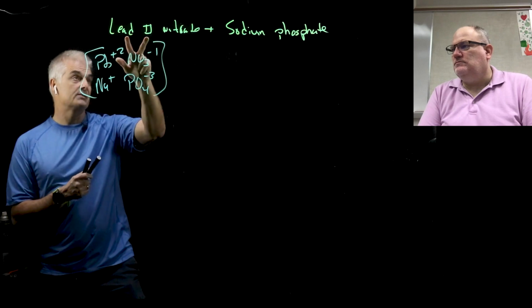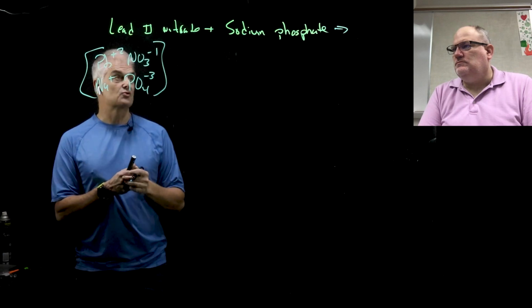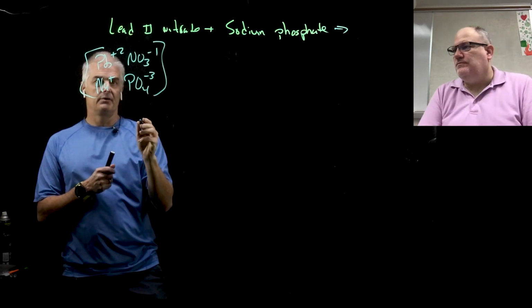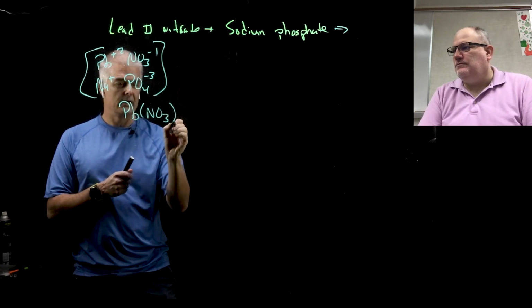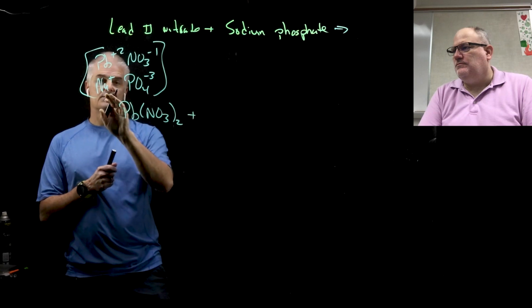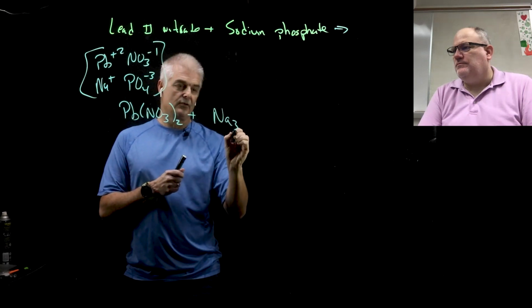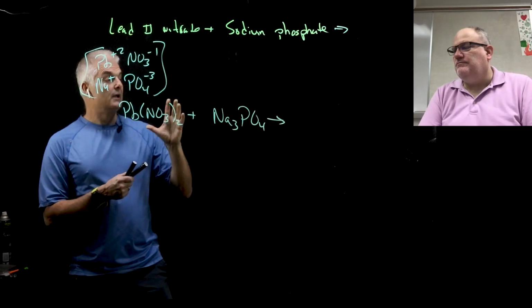So we want to build this, and then we want to figure out what the products are, because we don't know what the products are. We're going to have to swap. So lead 2 nitrate, so Pb +2, NO3 -1. So that's Pb(NO3)2 plus sodium phosphate, +1, -3. That's Na3PO4.